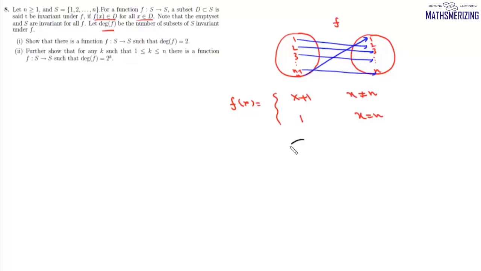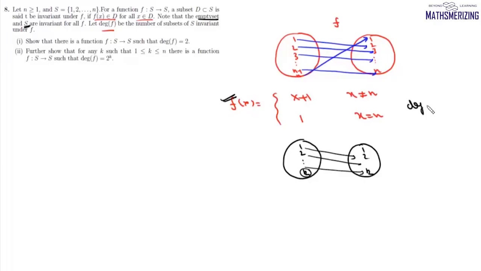Now we take any subset, say 1, 2, 3 up to k. Now 1 is mapped to 2, 2 is mapped to 3, and k minus 1 is mapped to k, but we do not have an image for k. So this function cannot have an invariant for any subset except for the empty set and the entire set S. For this defined function f(x), degree of f is simply 2.